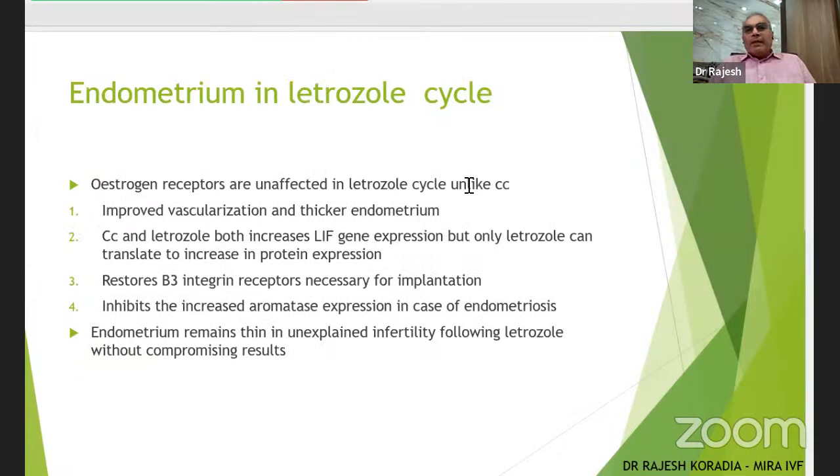What about the endometrium in the letrozole cycle? The estrogen receptors are unaffected in a letrozole cycle, unlike CC. It improves the vascularization and causes a thicker endometrium. CC and letrozole both increase LIF gene expression, but only letrozole can translate into an increase in the protein expression. It restores beta-3 integrin receptors necessary for implantation, and inhibits the increased aromatase expression in endometriosis. The endometrium remains thin in unexplained infertility following letrozole without compromising the result.